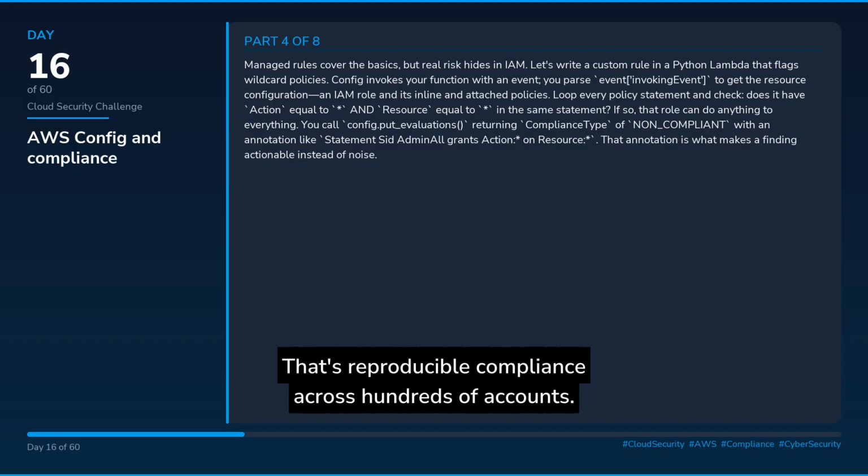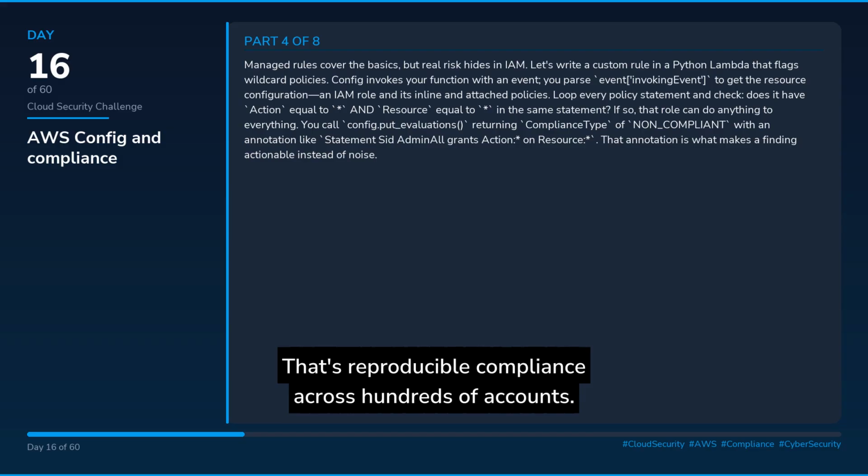Managed rules cover the basics, but real risk hides in IAM. Let's write a custom rule in a Python Lambda that flags wildcard policies. Config invokes your function with an event. You parse event, invokingEvent, to get the resource configuration, an IAM role and its inline and attached policies. Loop every policy statement and check, does it have Action equal to * and Resource equal to * in the same statement? If so, that role can do anything to everything.